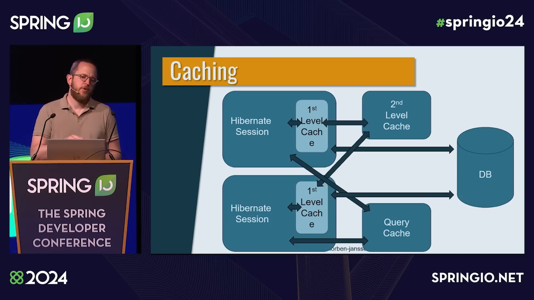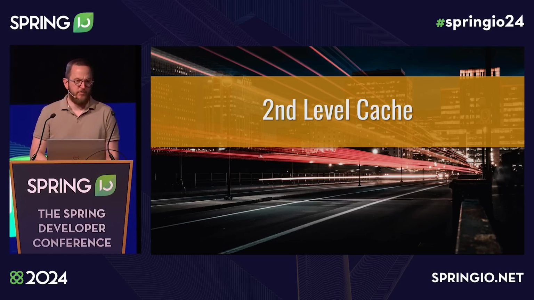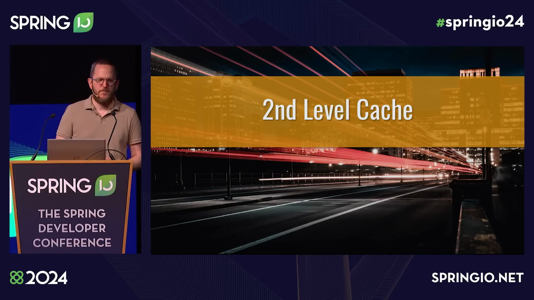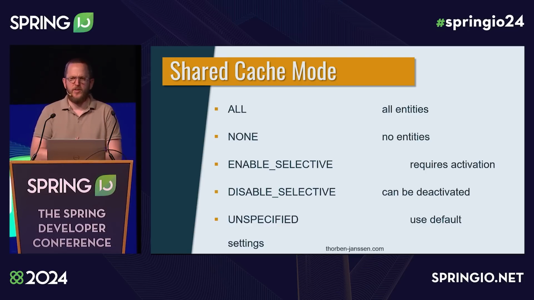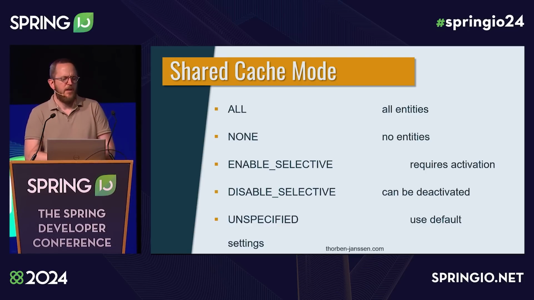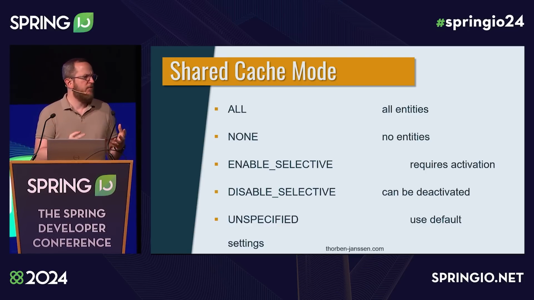In contrast to the first and second level cache, which are defined by the JPA spec, the query cache is Hibernate specific. So we could talk about caching for the rest of the afternoon. I just want to point out a few things about the second level cache here. I just said that you should have about 9 to 10 read operations for every write operation on an entity object to make it a good candidate for the cache.